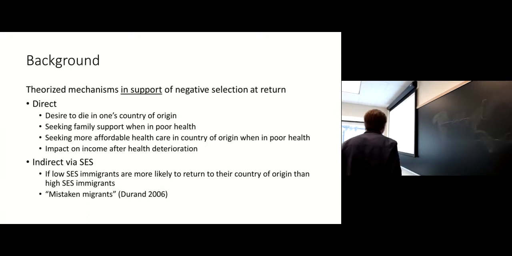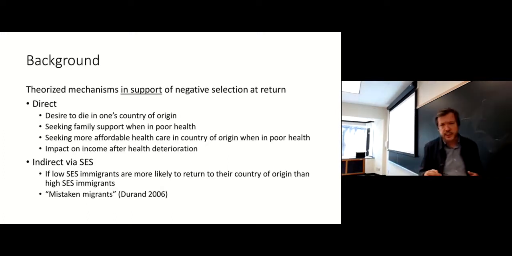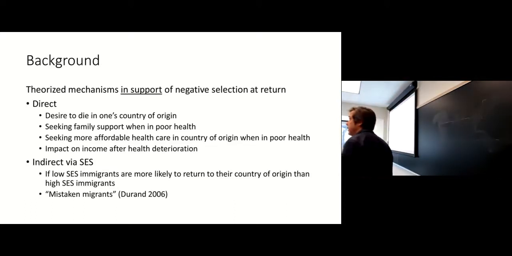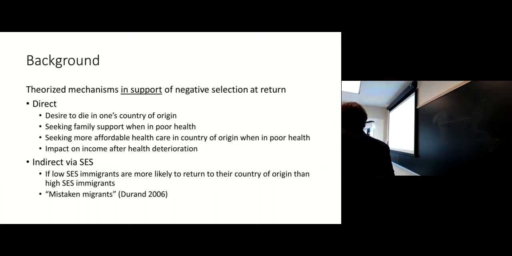So in the migration literature there is this concept of mistaken migrants: immigrants for whom the migration project didn't work out. The income was not what they expected, they had difficulty adjusting, and for these reasons they decide to return, even if there's no health issue. But because low SES is connected to health, that creates bias as well.